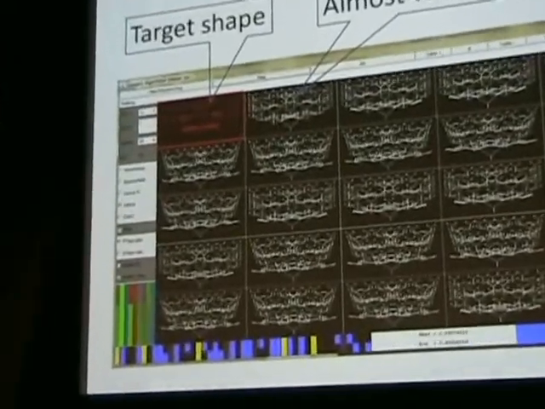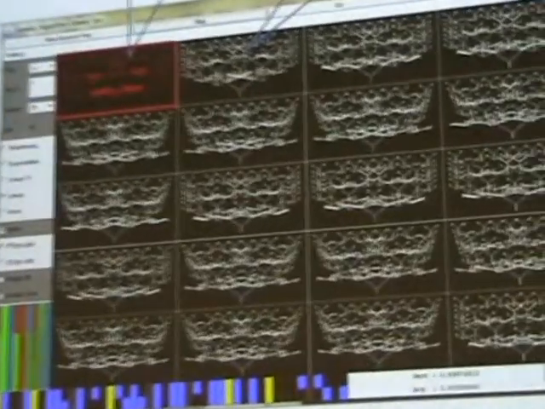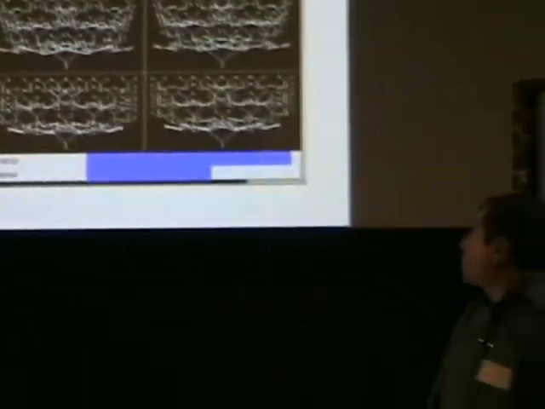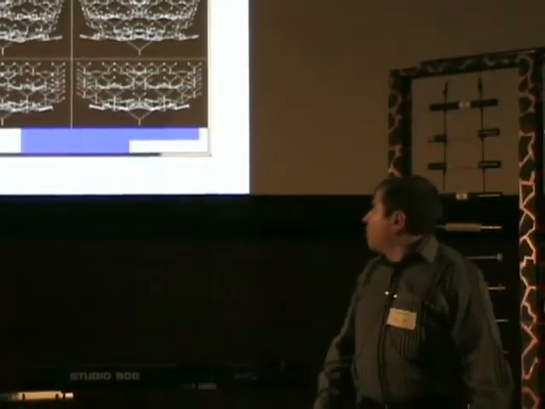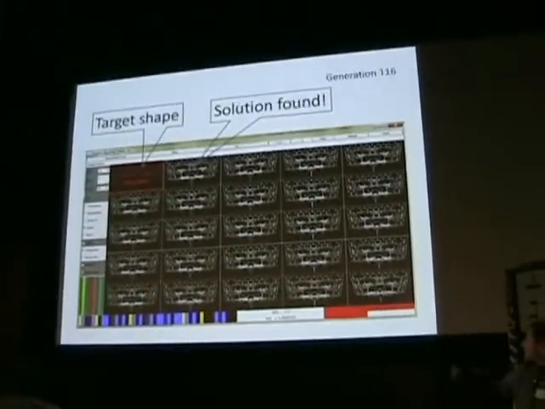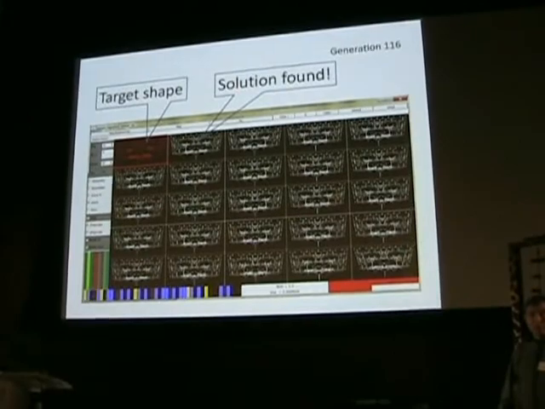We might just stop here, because a lot of times all we want is something that's really good enough, and that's pretty good. But we're going to be really picky and say we have to have an exact match, so we can keep on running the genetic algorithm for another 100 generations or so. And in generation 116, we finally matched the target shape exactly, so we're done.